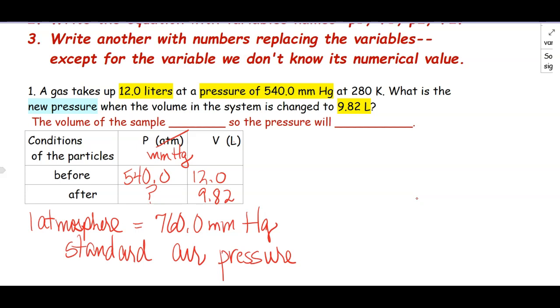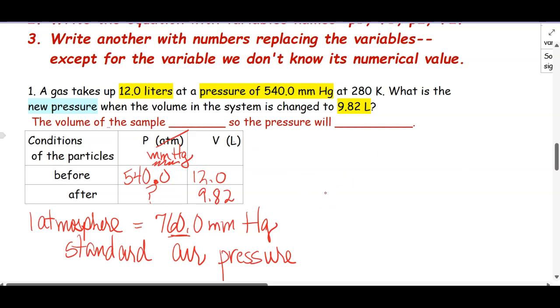So 540 is pretty low pressure, isn't it? If 760 is equivalent to 1 atmosphere. All right, so we don't have to convert this to atmospheres. We will just get a pressure in the same units as millimeters of mercury. All right, so this question says, what happens to the volume of the sample?